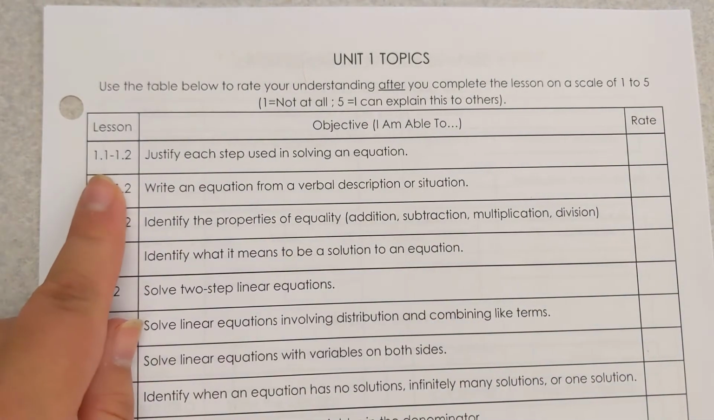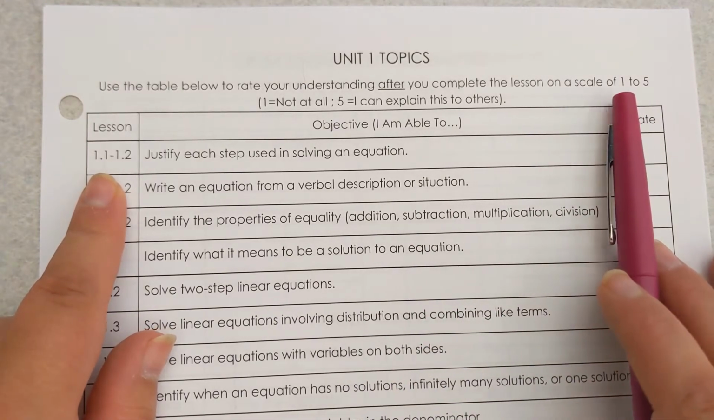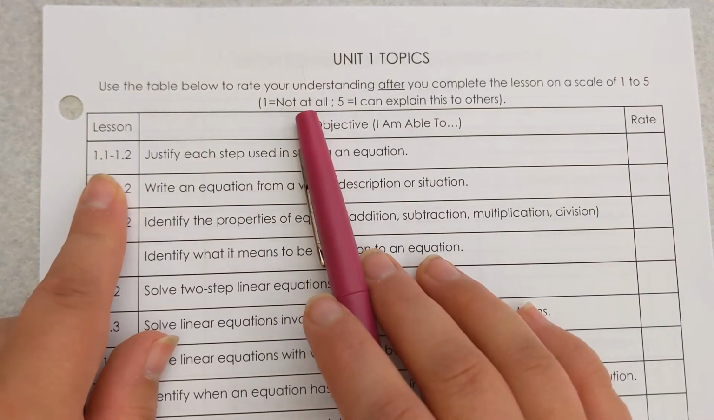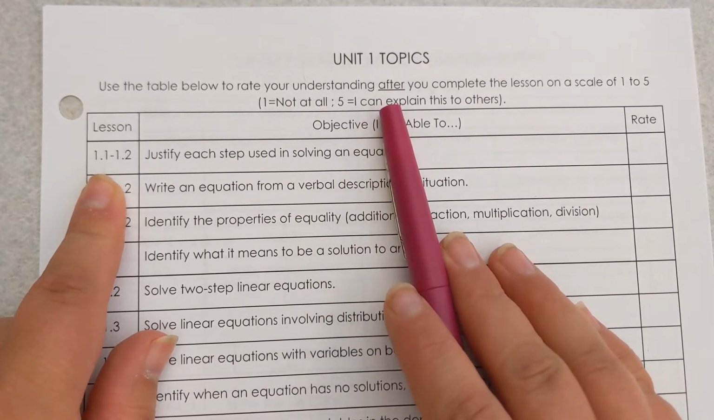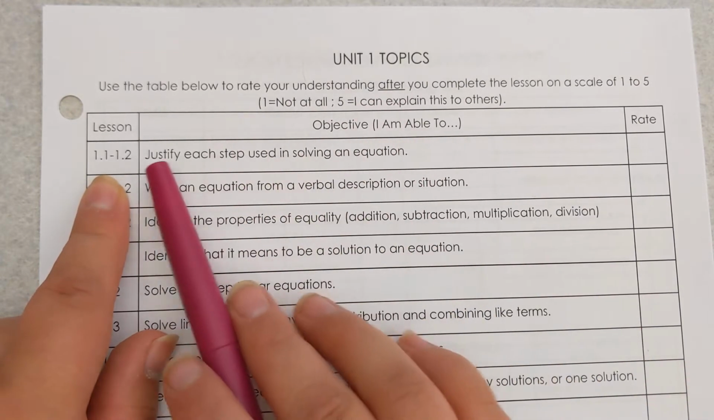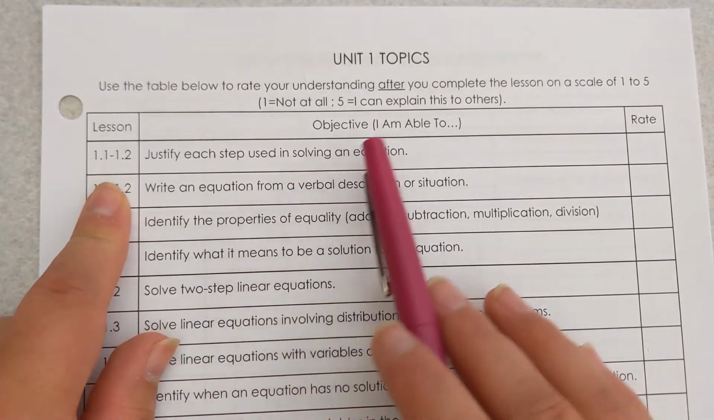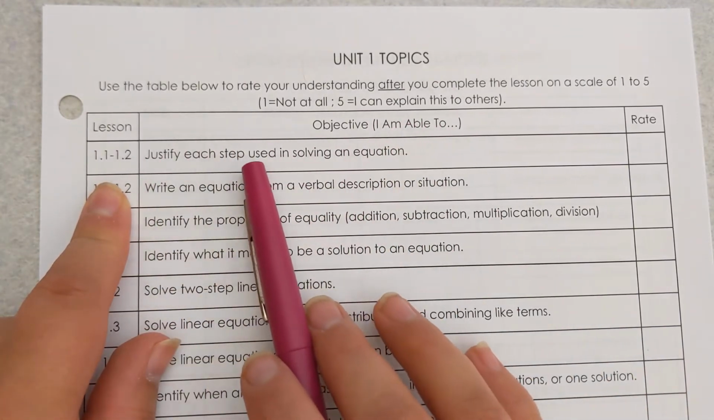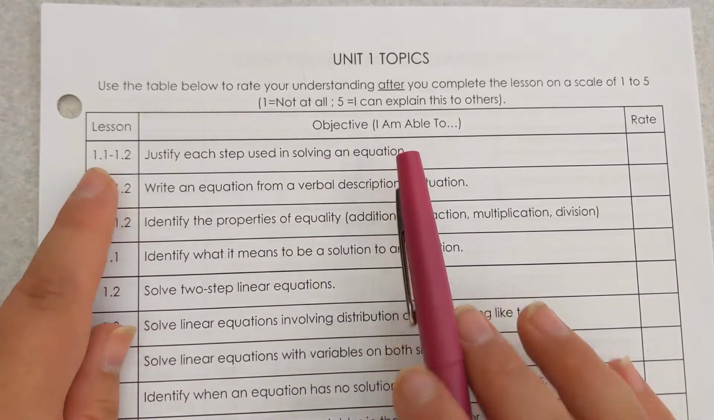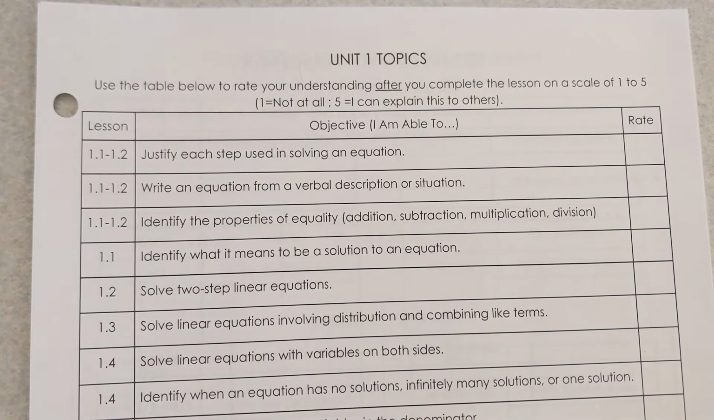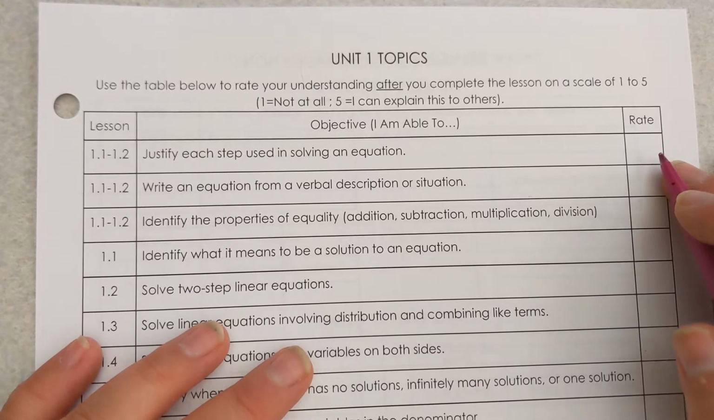So like after we do 1.1 and 1.2, let me know on a scale of 1 to 5, 1 being I don't understand this at all, and 5 being I understand this so well I could explain it to another person. So after we get the first two done, I want you to rate how well you were able to justify each step used in solving an equation. In other words, can you solve an equation and tell me exactly what you're doing in each step and why it's a valid math rule? So for instance, if you're going to add 2 to both sides, that's the addition property of equality. That's justifying yourself, okay? So then you'll rate it over here and just kind of keep track of this.